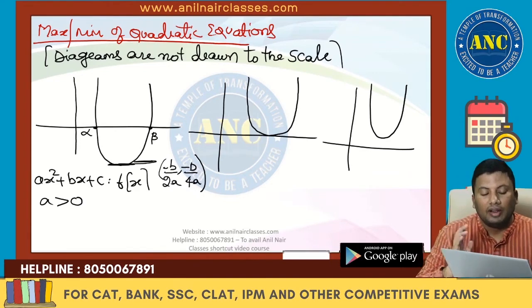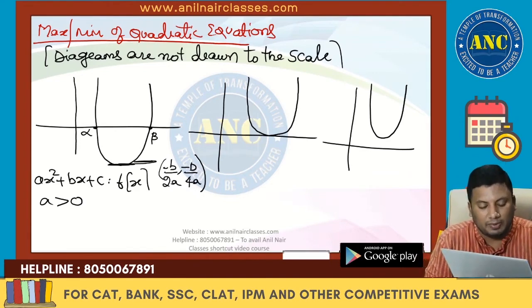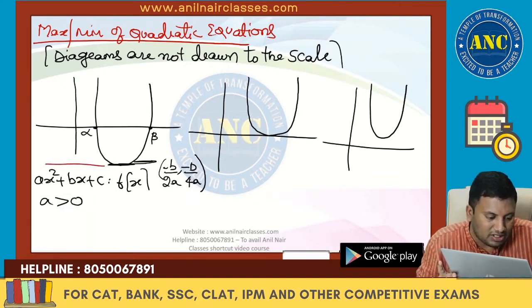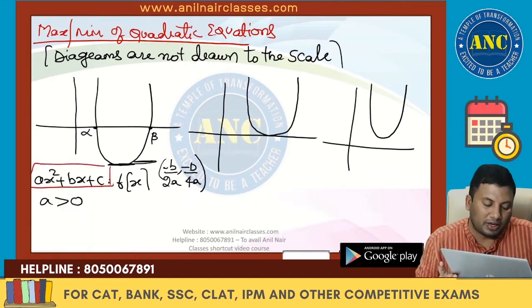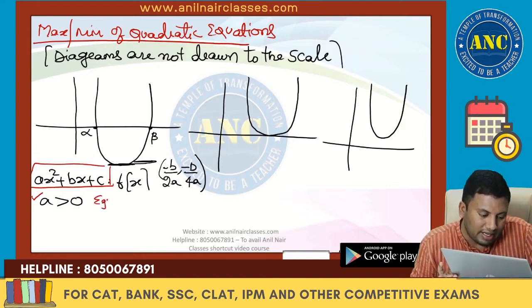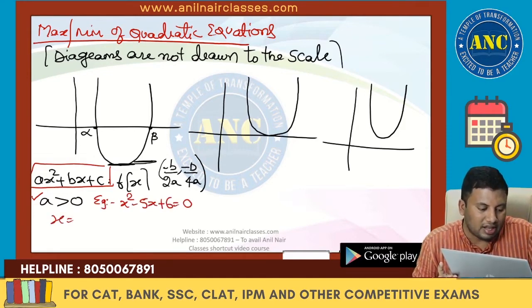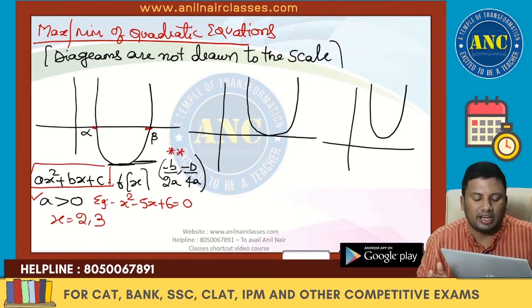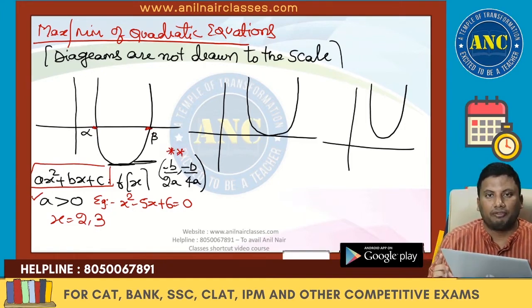I will tell you from where we got minus b by 2a and minus d by 4a. Please see here, sir. If ax square plus bx plus c is a quadratic expression and a is greater than 0, then there are 2 roots. I will take an example: x square minus 5x plus 6 equal to 0. It is nothing but x equal to 2, 3. This I will do in the next slide. What is this minus b by 2a and minus d by 4a?